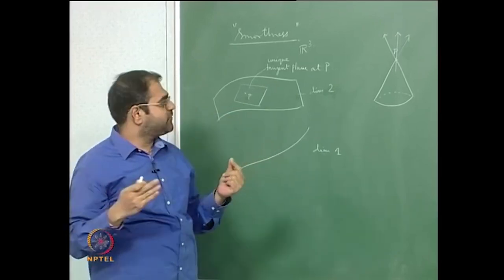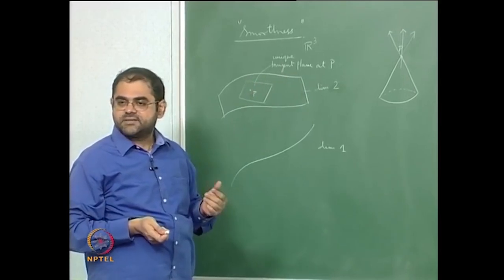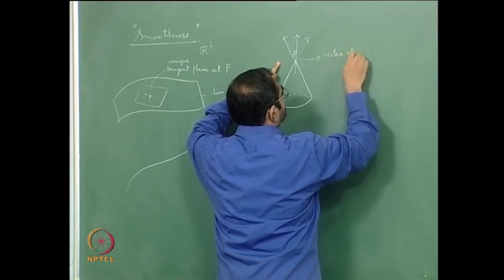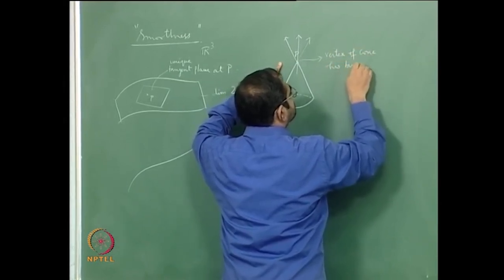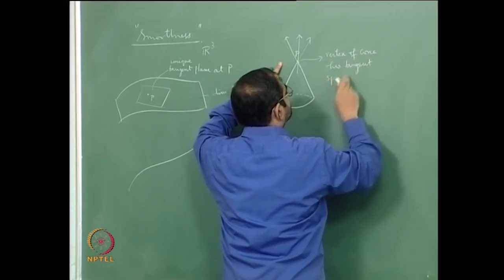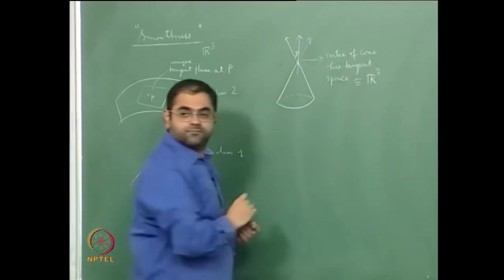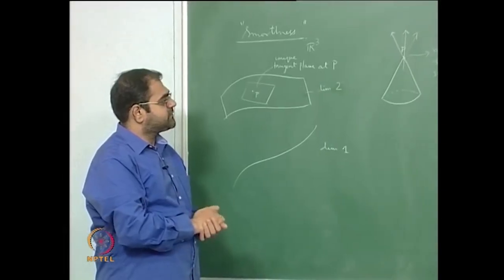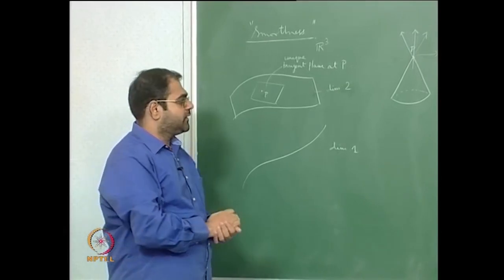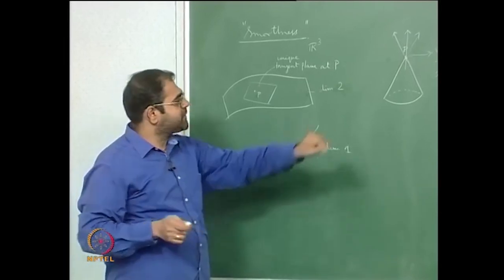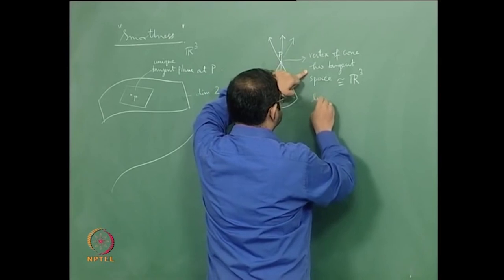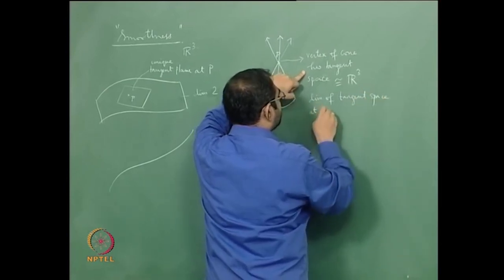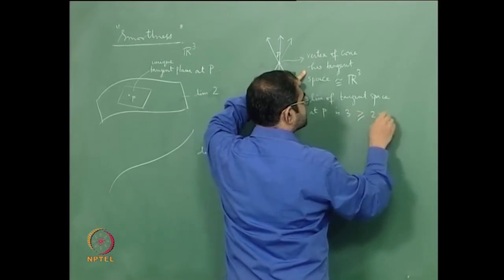I get three linearly independent vectors, and therefore if you take all such vectors, the space that they span will be R3. So the tangent space at the vertex of the cone is isomorphic to R3 as a vector space, because you are easily able to find three linearly independent vectors in three-space, and therefore the subspace that they span will be all of three-space. So here the dimension of the tangent space at the point P is 3, which is greater than or equal to 2, the dimension of the surface.